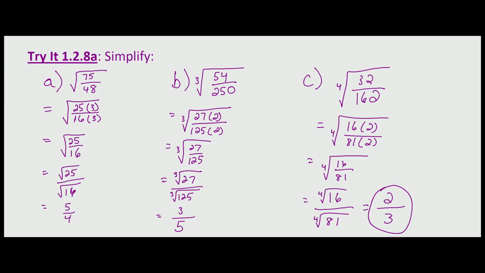If we take 2/3 to the fourth power, multiply it by itself 4 times, we get 32 over 162. Or the equivalent, we get 16 over 81, which then if we multiply both the numerator and denominator by 2, we get 32 over 162.